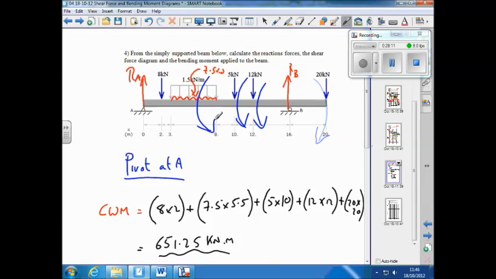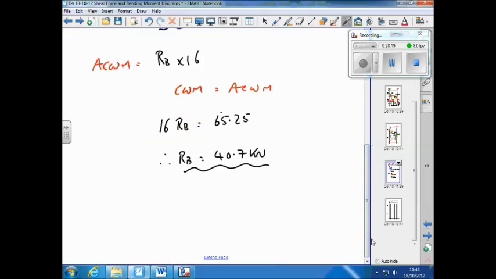So I'll leave you to finish that off and check that you get the right answer. Okay, if you're not sure, just practice it. But we end up with a value. So similarly, RA equals 11.8 kilonewtons. Okay. So we've got those values and you can check yourself.